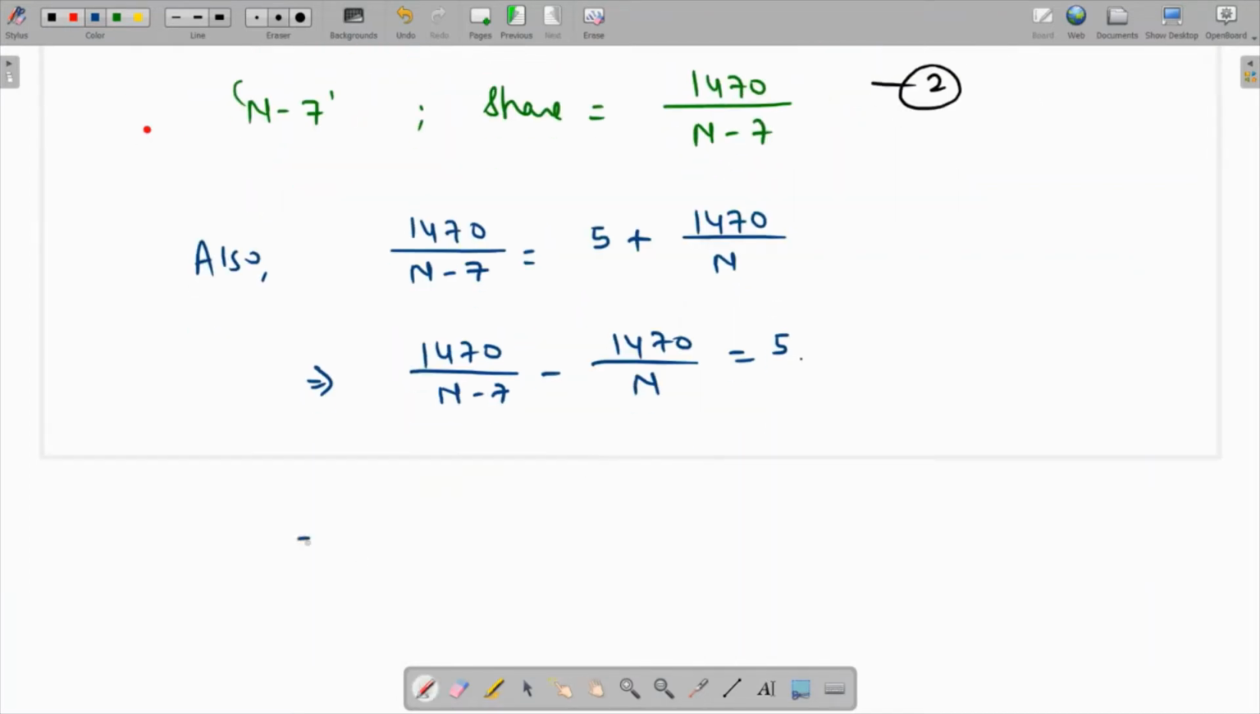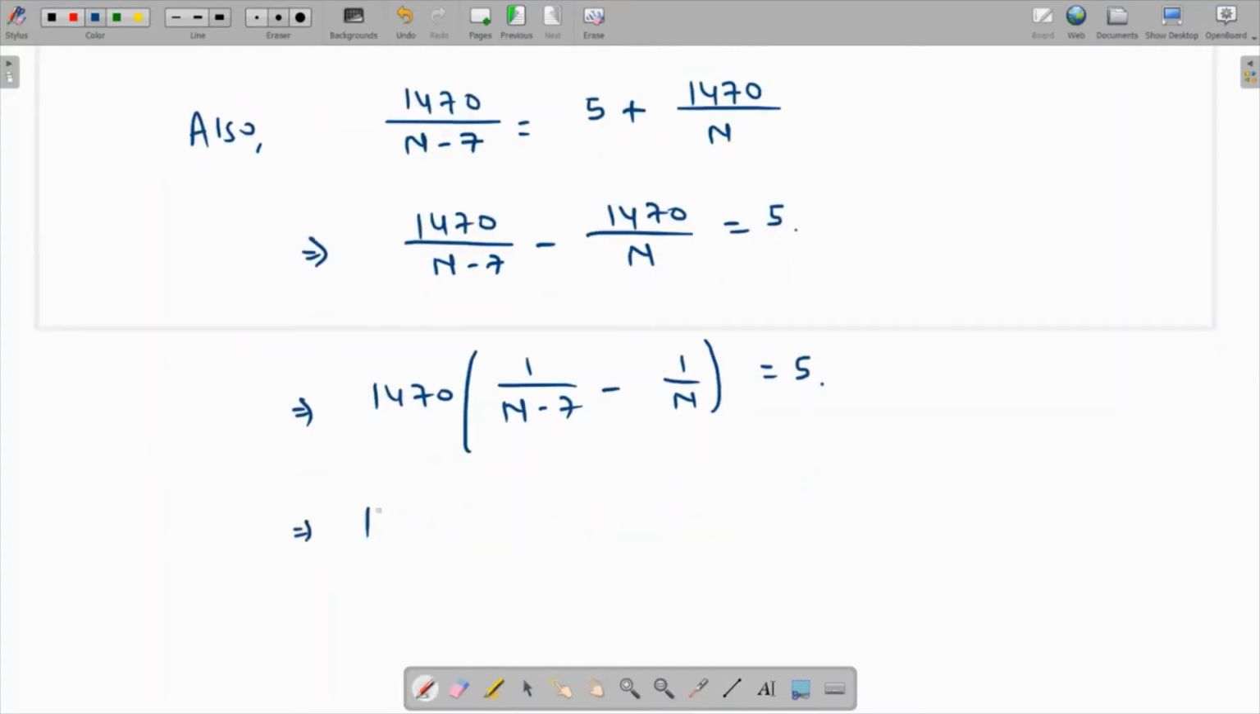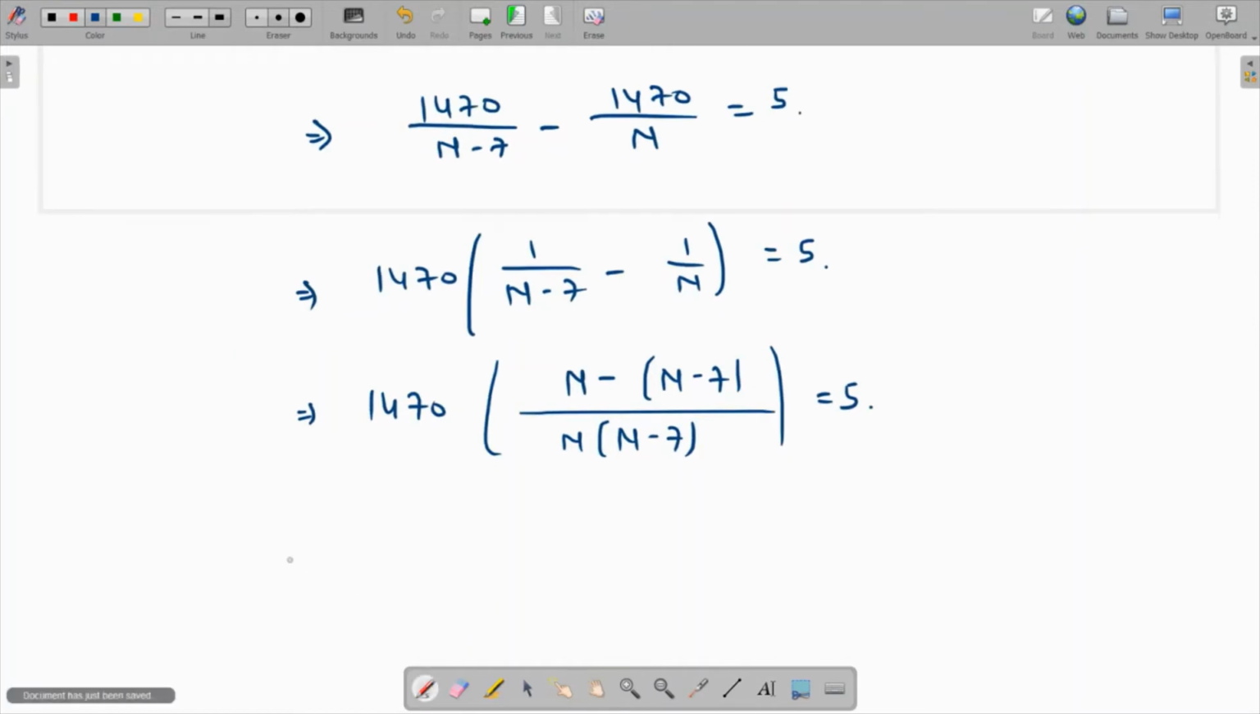Here, 1470 is taken out as a common factor, and we have 1 over n minus 7 minus 1 over n is equal to 5. So we have 1470, and in the denominator n times n minus 7, and in the numerator n minus n minus 7. If you open up the parentheses, that's n minus n plus 7. So this is 7 over n times n minus 7 is equal to 5.